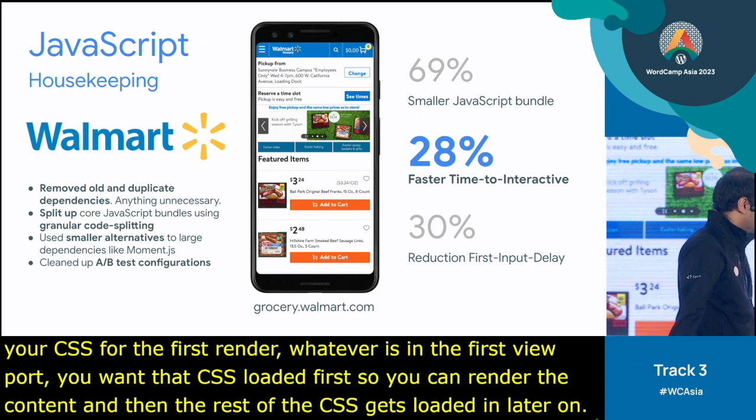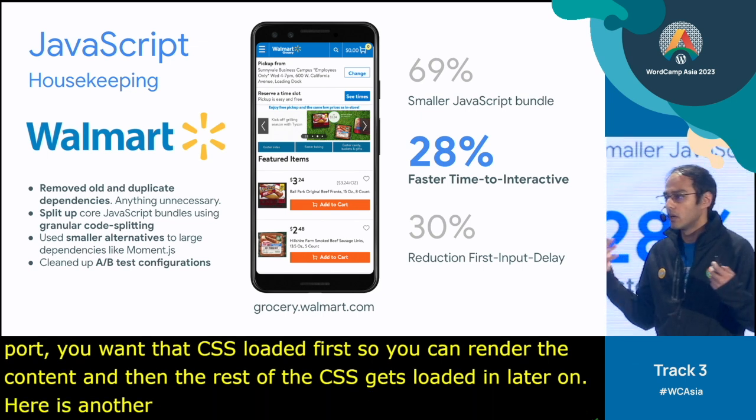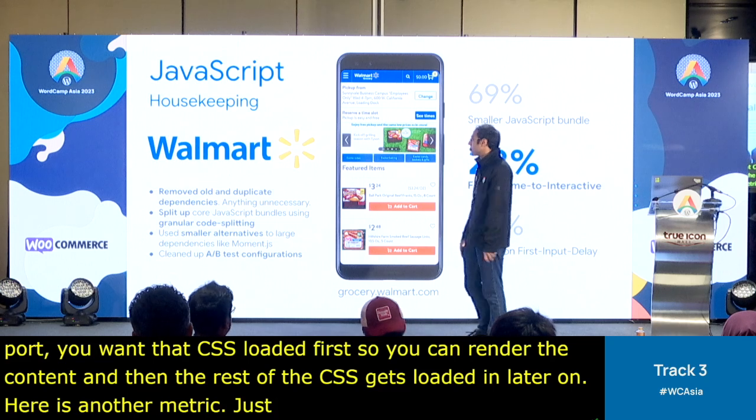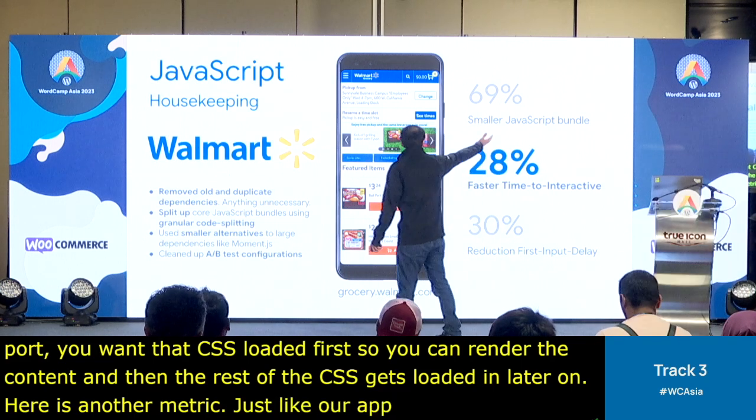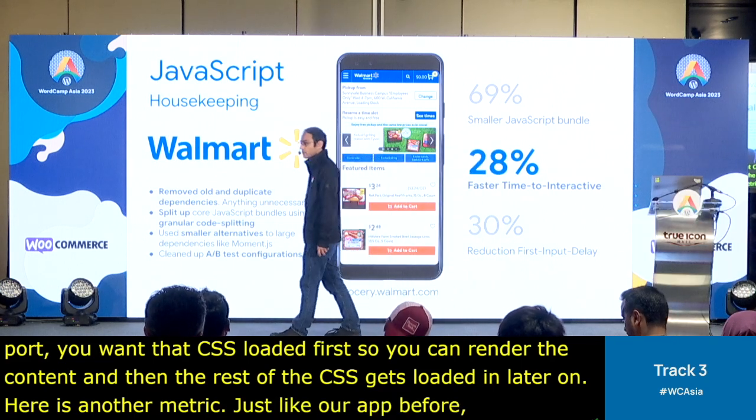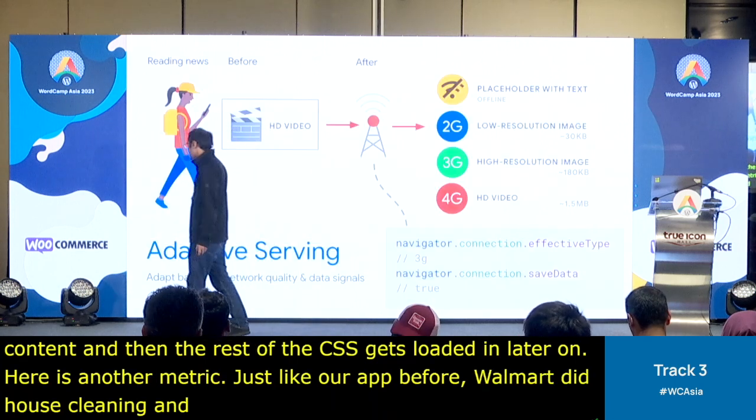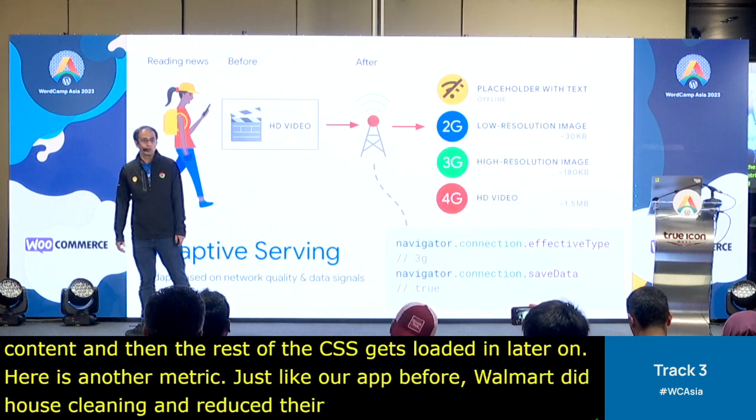Here's another metric. Just like our app before, Walmart did a whole house cleaning as well, and they were able to reduce their JavaScript bundle by 70%. So I'm pretty sure for each one of us, there is opportunity to improve our bundle sizes.